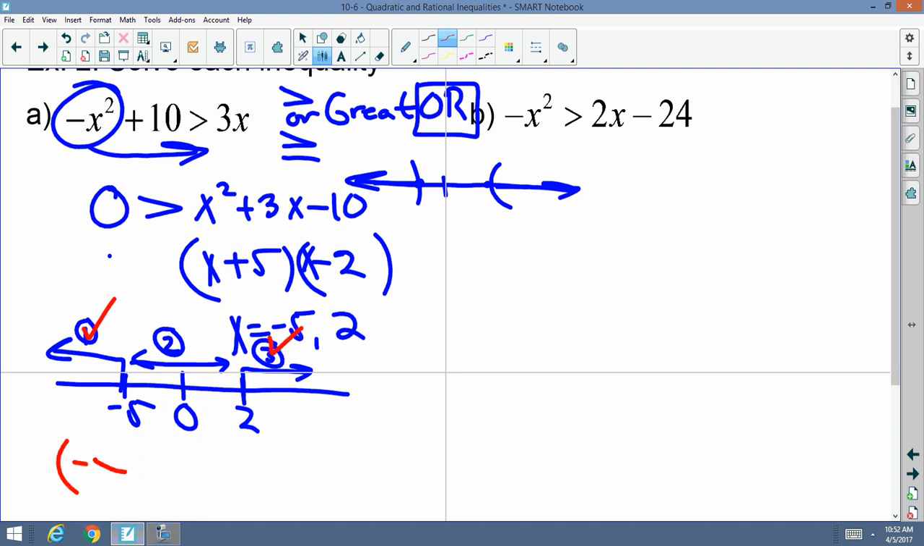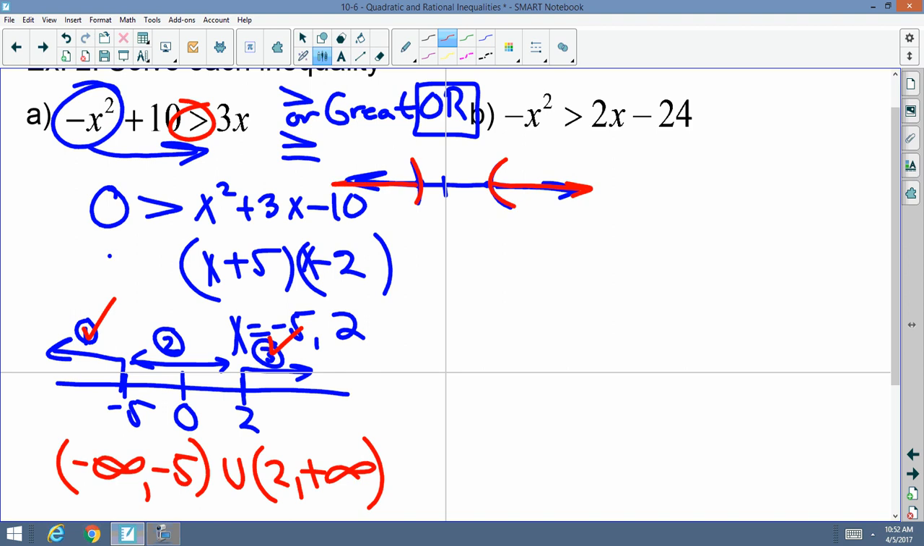So my solutions are negative infinity to negative 5, parentheses. Why parentheses and not bracket? Because it's greater than, not greater than or equal to. And union with 2 to positive infinity. So whenever it's greater, it's the outside solutions. Greater, or think of an OR inequality, and an OR inequality, remember, they're separated. They go away from each other. Okay? Greater. But wait.